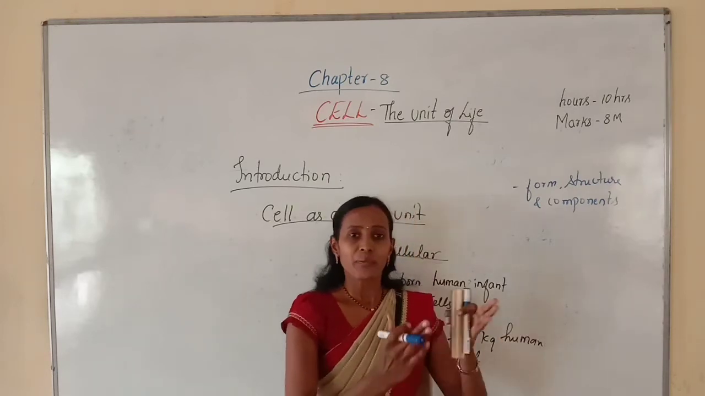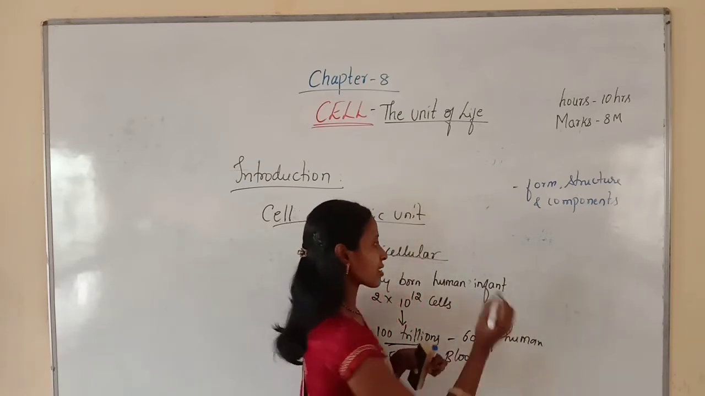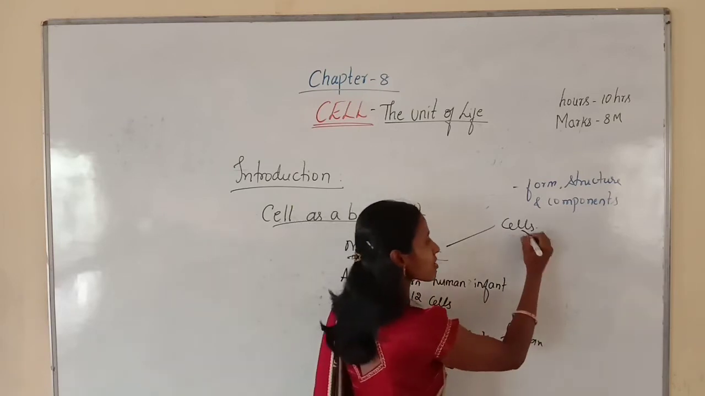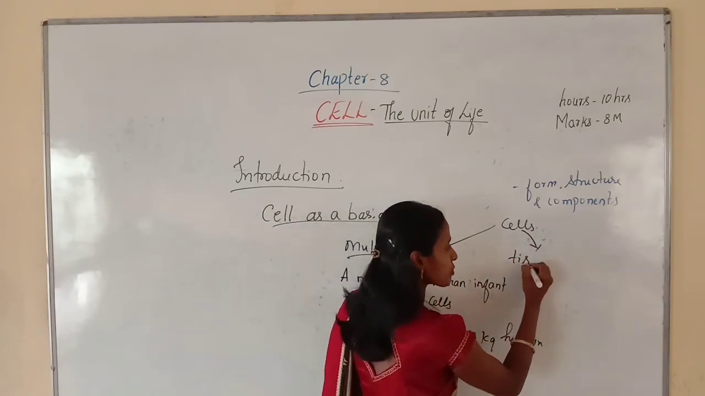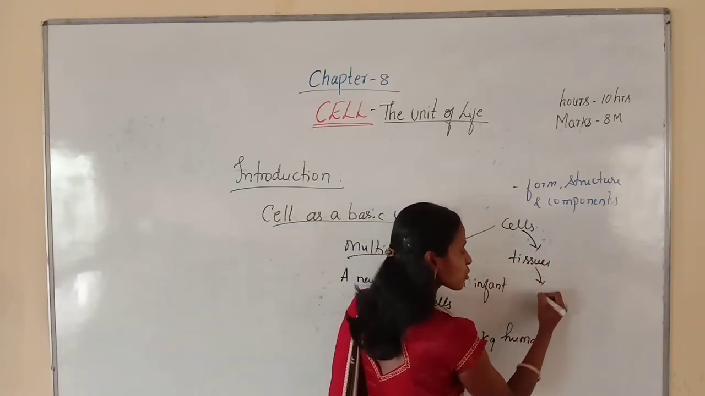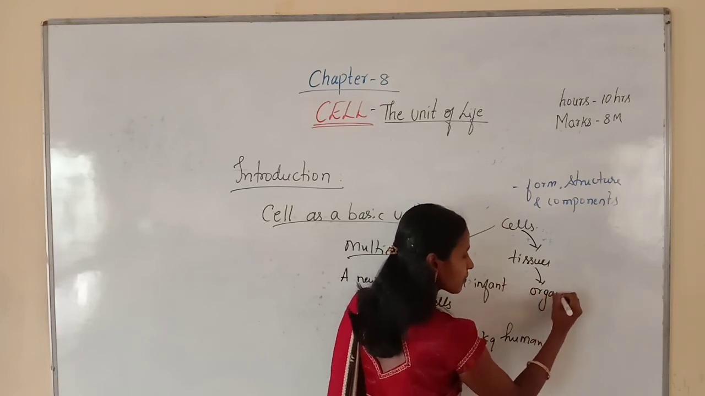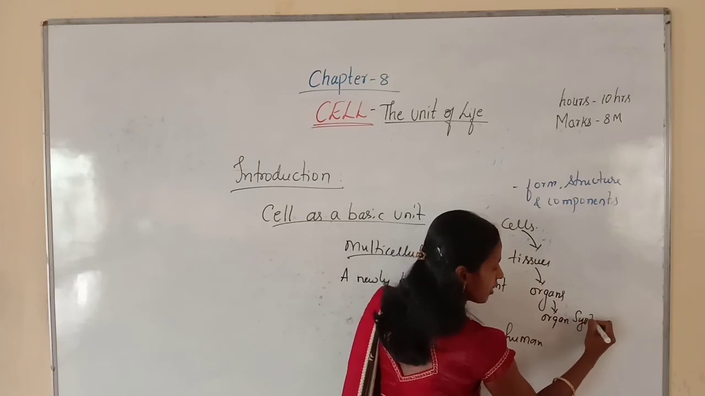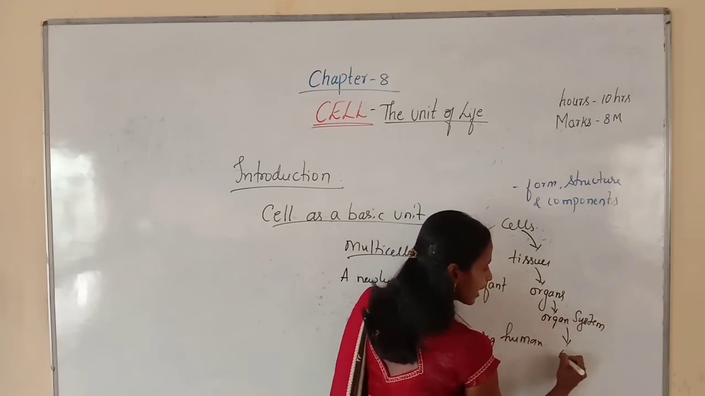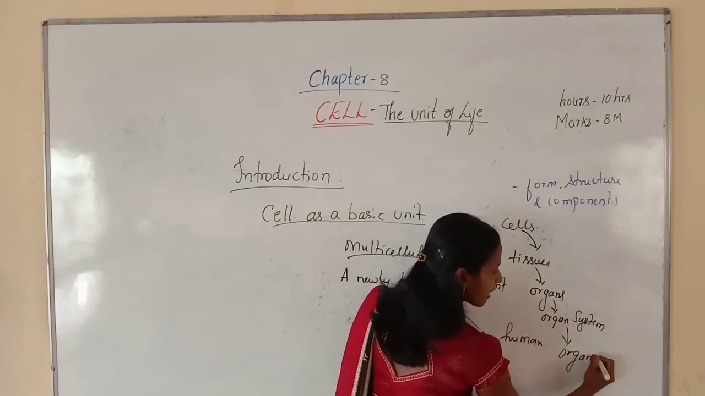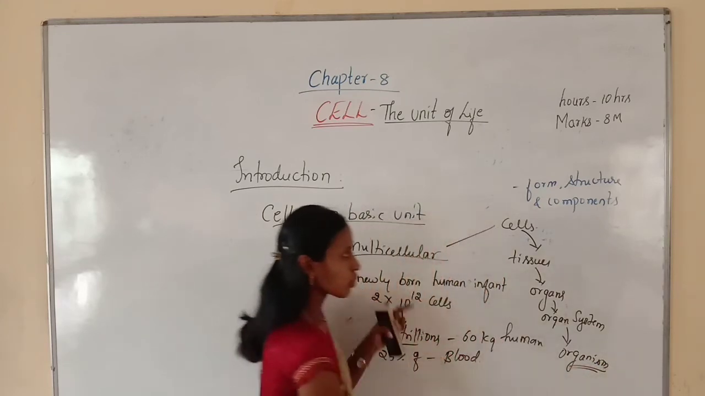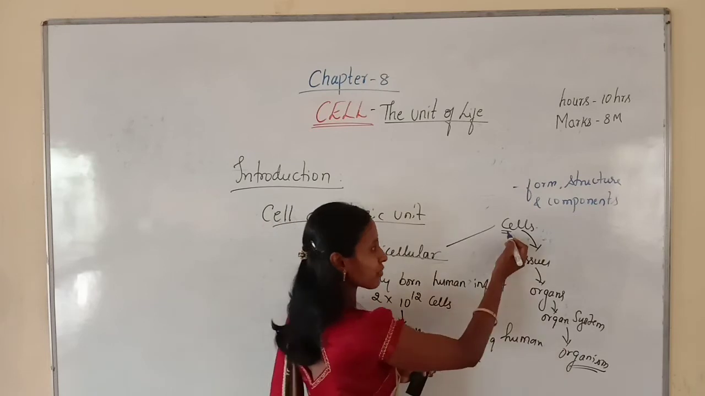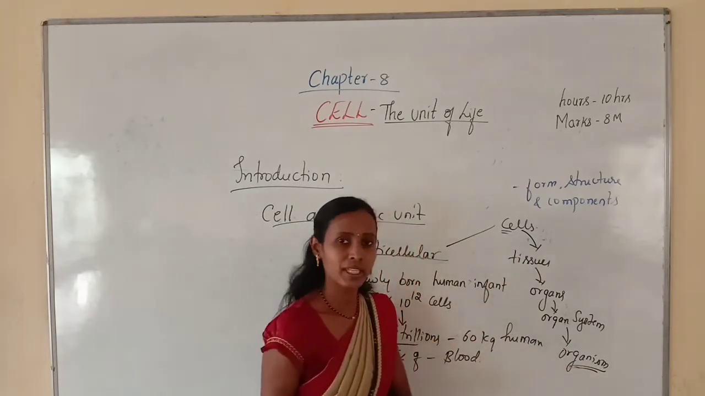And here in these multicellular organisms, as I said, there are different types of cells. These cells are grouped into tissues, and tissues are grouped into organs. Then organs into organ systems. Then organ systems lead to an organism. So here we have started life from this cell, and from this cell an organism can be obtained.